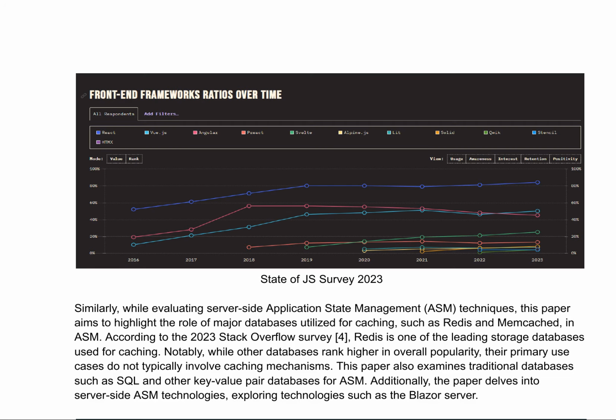In the realm of server-side application state management, ASM, databases play a pivotal role, with Redis and Memcached being prominent examples. As highlighted in the 2023 Stack Overflow survey, Redis has emerged as a leading storage database for caching. Traditional databases, such as SQL, and key-value pair databases are also explored for their ASM capabilities. The study delves into server-side ASM technologies, including the Blazor server, to facilitate efficient state management.